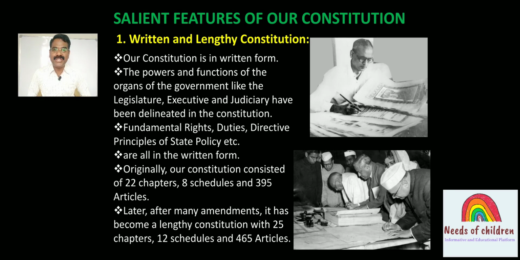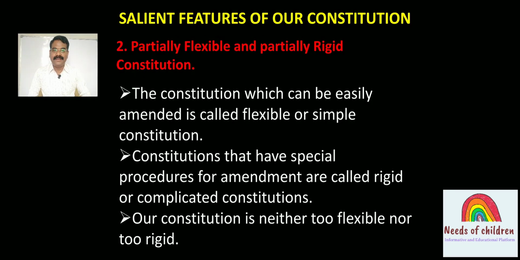Originally, our constitution consisted of 22 chapters, 8 schedules and 395 articles. After many amendments, it has become a lengthy constitution with 25 chapters, 12 schedules and 465 articles.